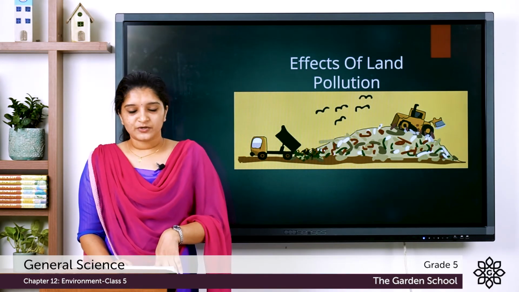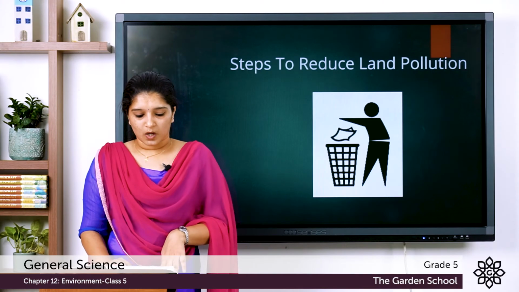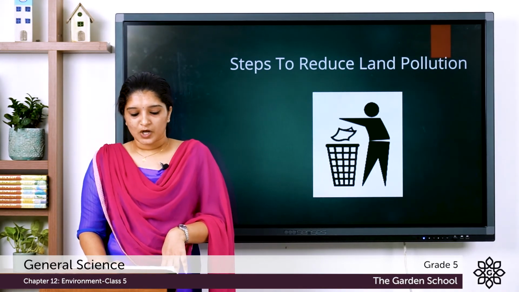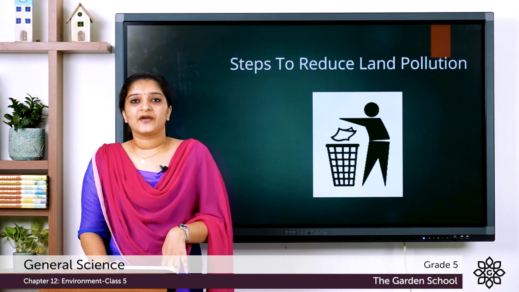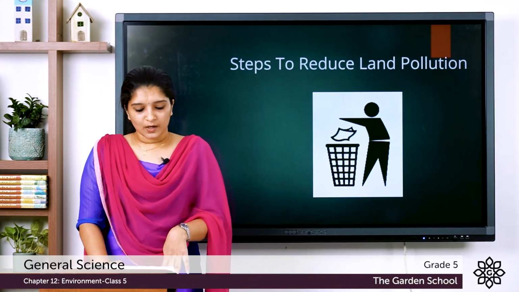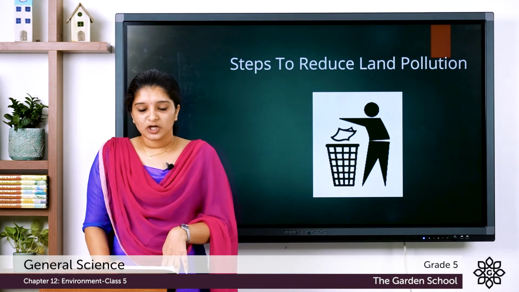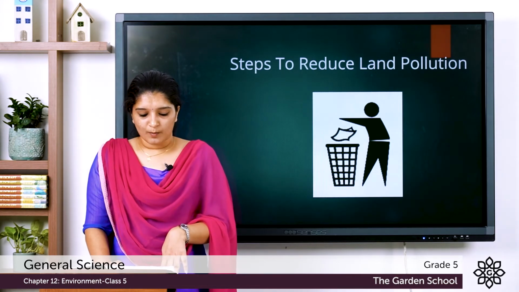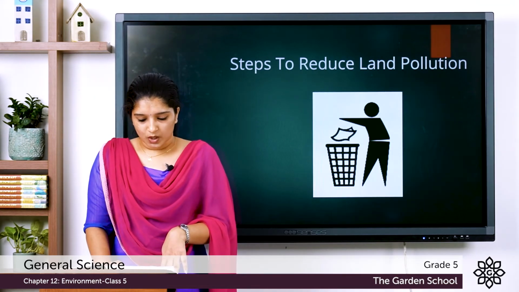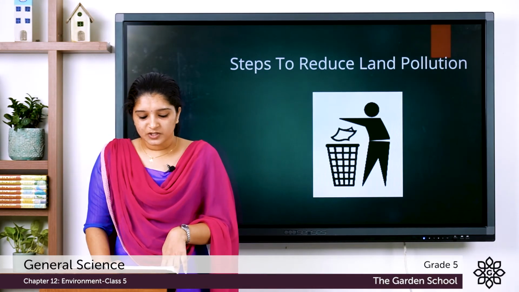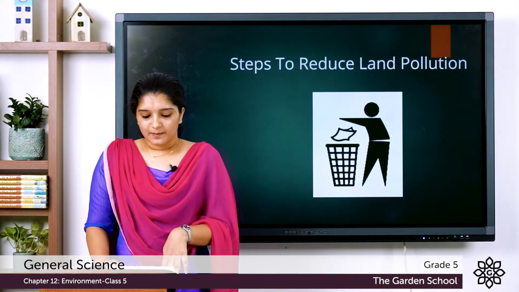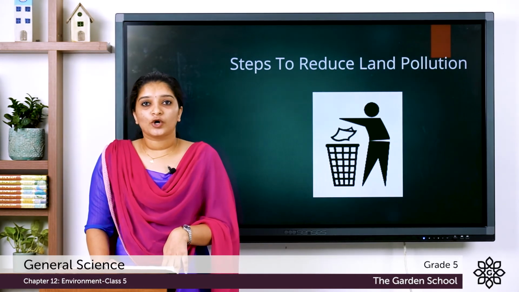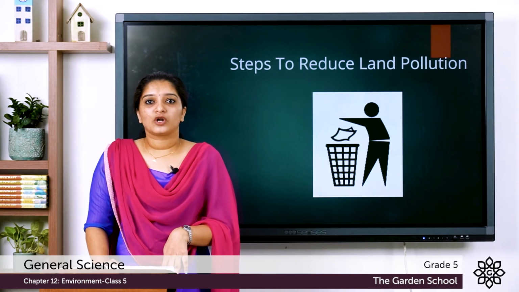Now, let's see the steps to reduce land pollution. The first one, waste materials must be disposed of properly to keep the environment clean. We should avoid throwing waste materials here and there in the environment. The second one, non-biodegradable waste, which includes plastic, glasses, ceramics, chemicals, etc., does not decompose. It pollutes the soil and water. Such materials should not be dumped in the soil or water, and special care must be taken for their disposal as they stay in the land for longer years.